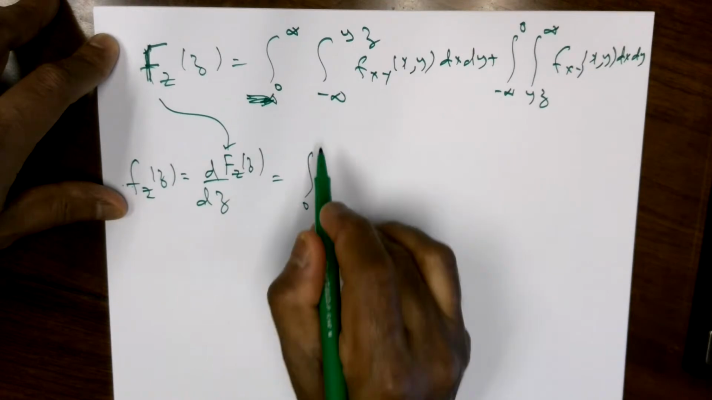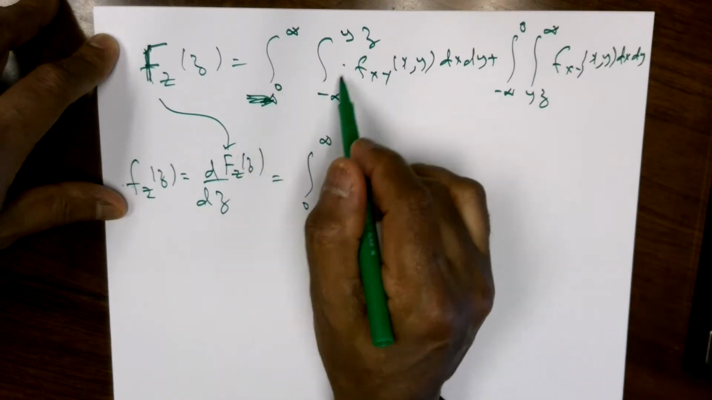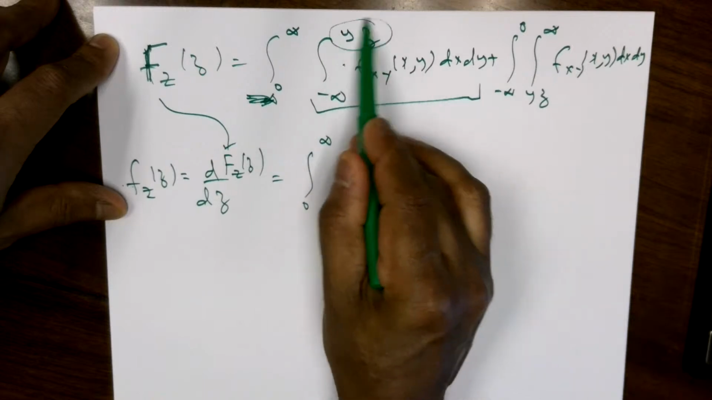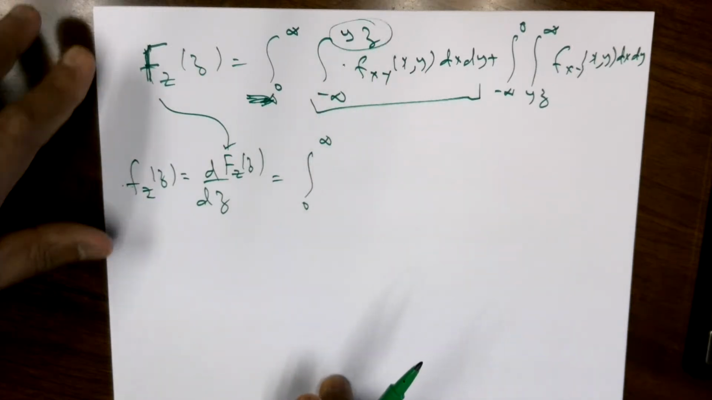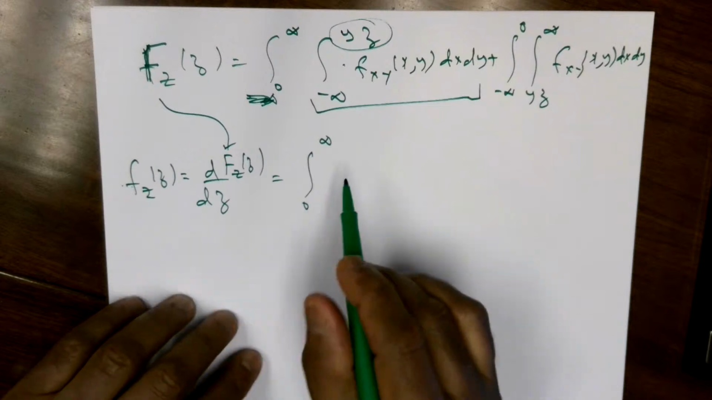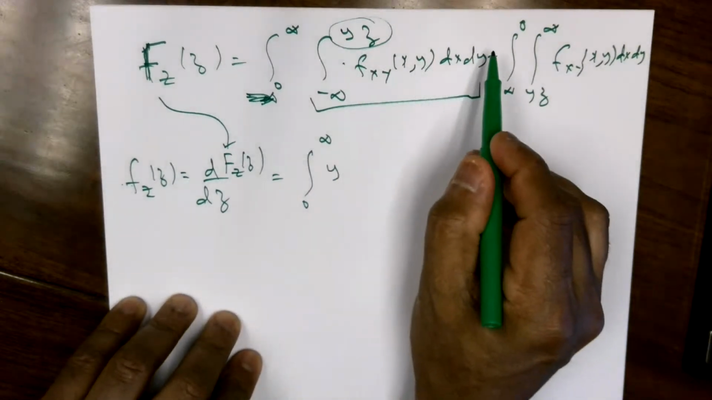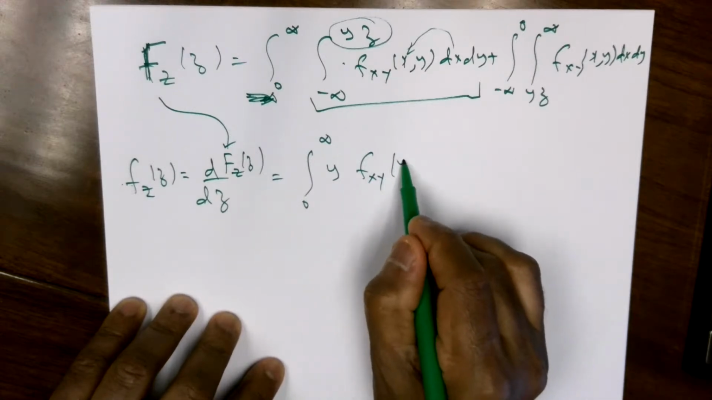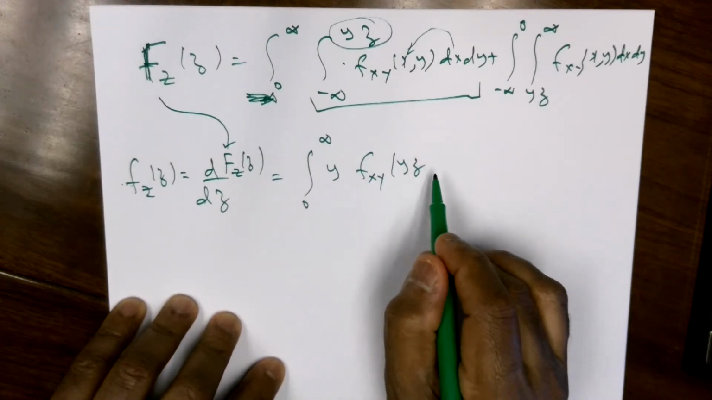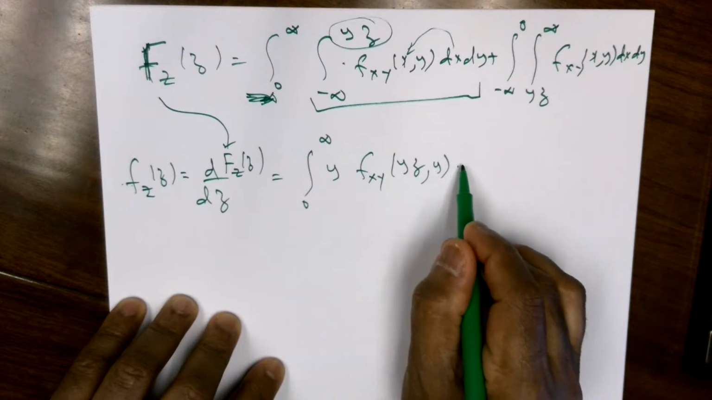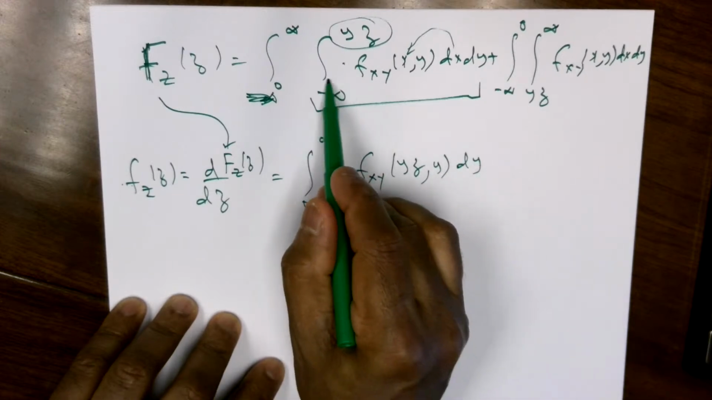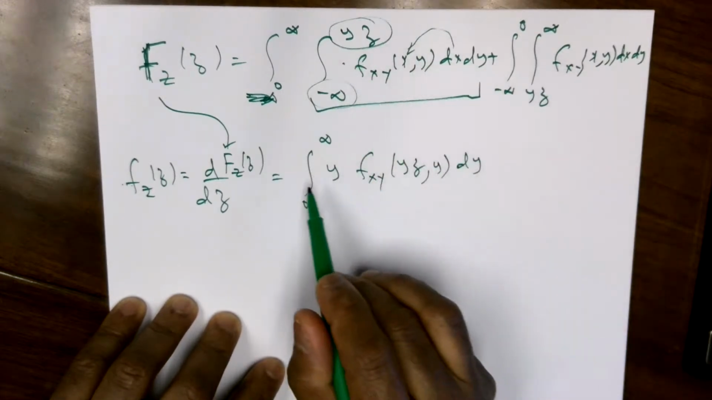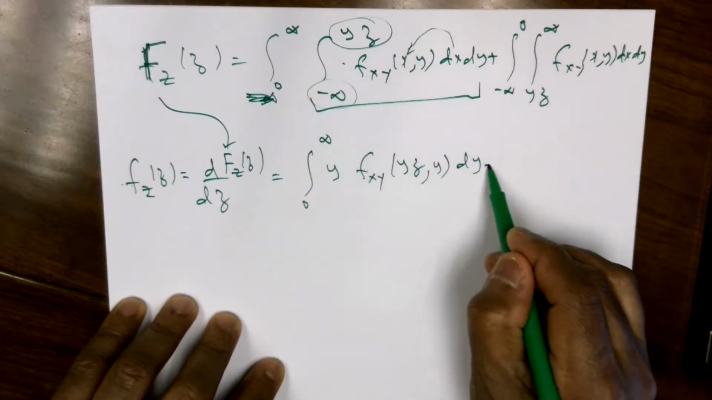So we can do this here by parts. The derivative is inside, so the derivative of this term is the derivative of the upper limit, which is just y, and substitute the variable of integration yz. So we get f_XY(yz, y) y dy. That's the first term. And the derivative of this is 0, then the derivative with respect to z, that's also 0. So basically just this one term.